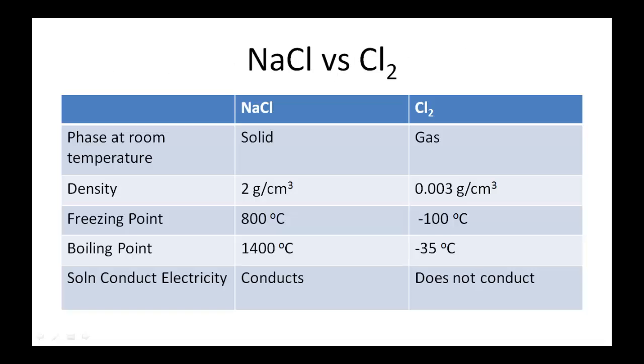So here we have the phase at room temperature. One's a solid and one's a gas. Remember when we said ionic compounds tend to be crystalline solids? Well, which one do you think is the ionic compound? Well, let's also talk about density. One's denser. The freezing point of sodium chloride is very high, whereas chlorine's freezing point is very low, and the boiling point is very high. And whether or not they conduct electricity. One does, one doesn't.